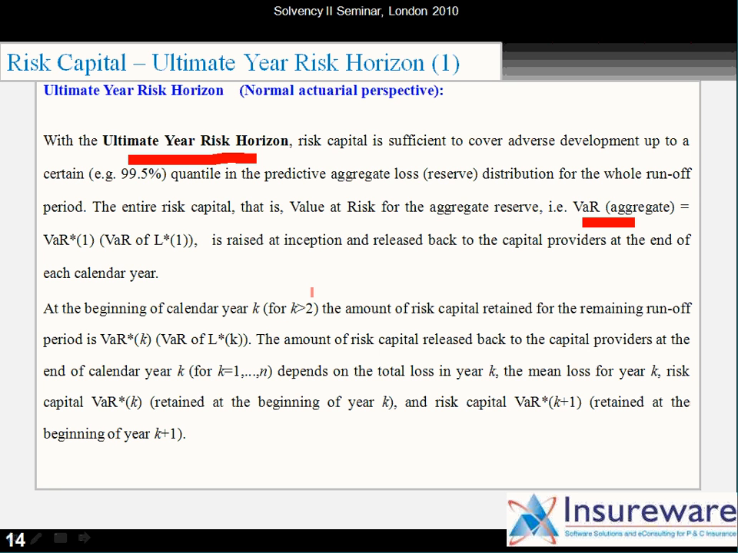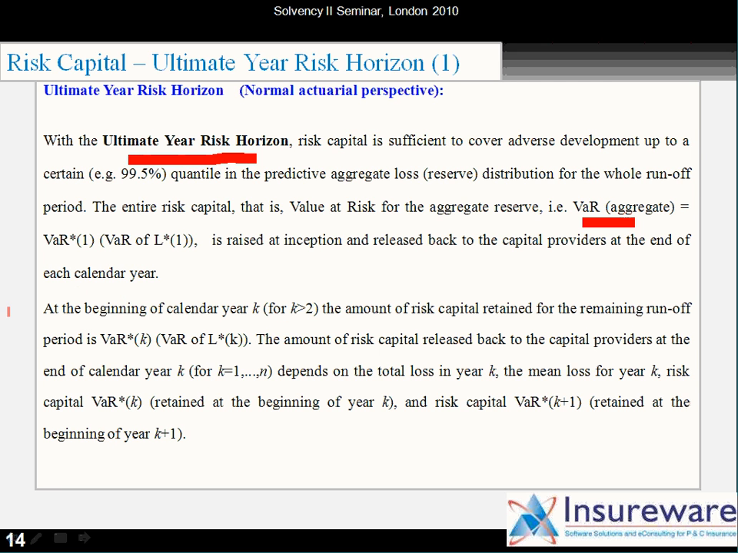With the one-year risk horizon, you raise capital at the beginning of each year and can release capital to the capital providers at the end of the year, depending on the losses, and then you raise capital again at the beginning of the second year, and so on. With the ultimate year risk horizon, you raise all your capital at inception, which would typically be the VaR of the aggregate, and then at the end of each year, you release capital to the capital providers, depending on how much you still need to retain for the subsequent calendar years.